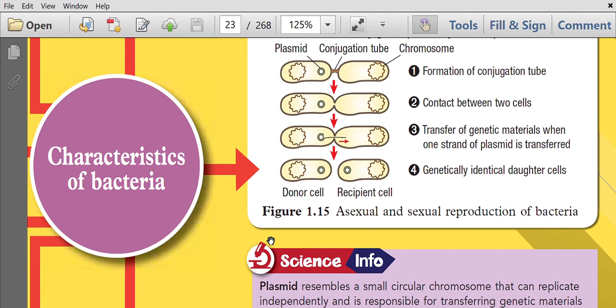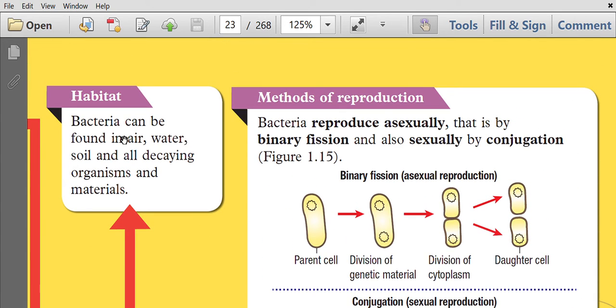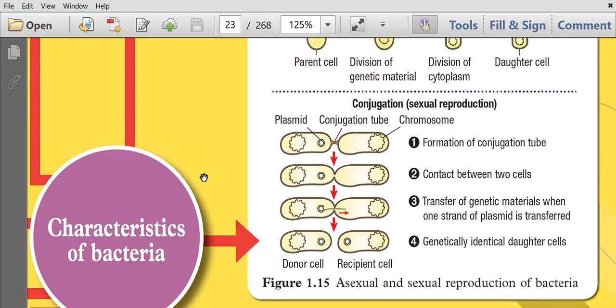All right. Now let's look into the habitat, di mana dia tinggal. Okay, bacteria can be found in udara, water, soil, and all decaying organisms and material. Bahan atau organisma yang sudah mereput, decay, reput. Okay, so that is where they live.